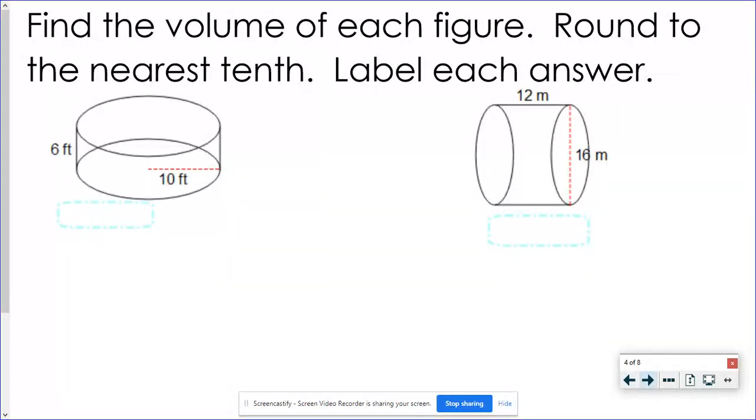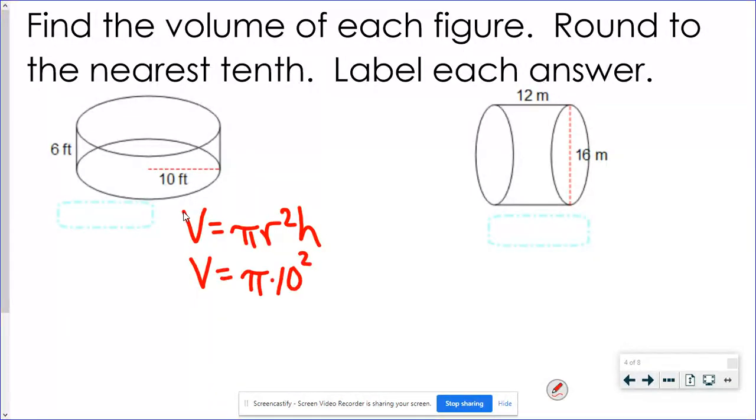So to find these volumes, these are both cylinders. I would start every single problem in this unit with the formula that you're using. So this is going to be V equals pi r squared h. So we're going to have that the volume is going to be pi times 10 squared, because the radius is 10, times the height, which is 6. Now, if you like to do some of this in your head, you'd go 10 squared, well, that's 100, times 6. As an exact answer, this is going to be 600 pi.